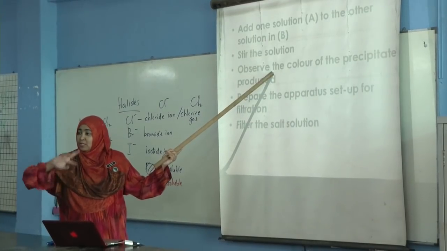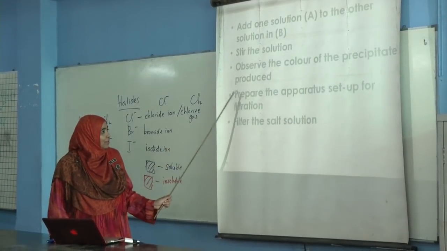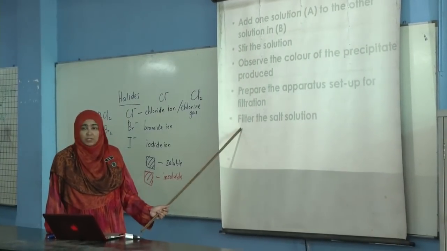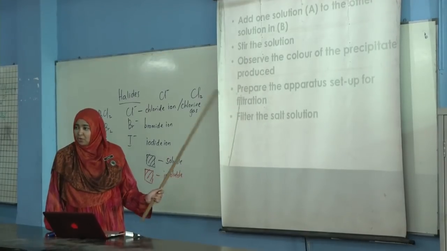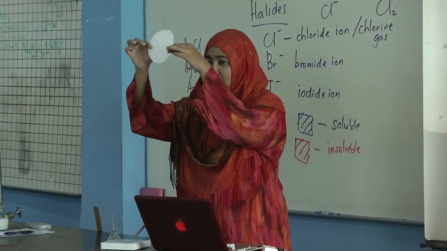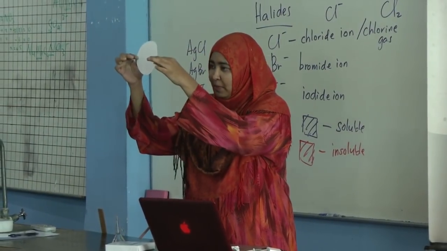Alright? And then after that, you observe the color of the precipitate. So I'll just ask you at the end of the lesson. Okay, and then you prepare the apparatus setup for filtration and filter the salt solution. Okay, until here clear? Yes. Okay. You're going to start your experiment by folding the filter paper. So how do you fold this filter paper?